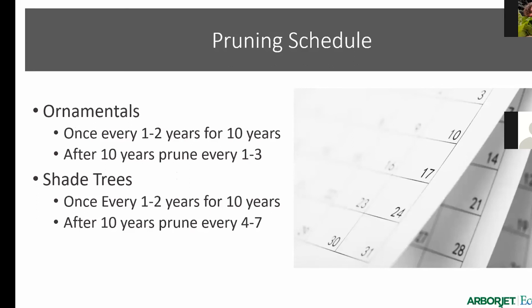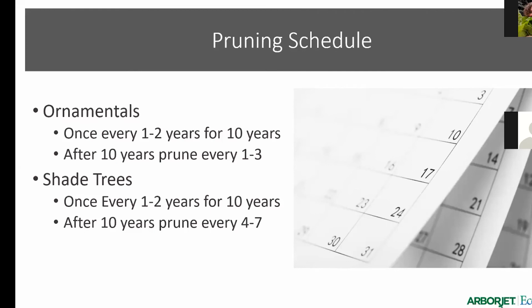And the schedule for that is, on ornamentals, you want to do that about once every year or two for the first 10 years that tree is alive. Making smaller cuts, smaller adjustments more often. After that tree's been in the ground about 10 years, on ornamentals, we can generally drop back to every 1 to 3 years on pruning. Shade trees, again, every year or two for 10 years, we want to be establishing that main stem and that structure. And then after 10 years, we can drop back to prune every 4 to 7.